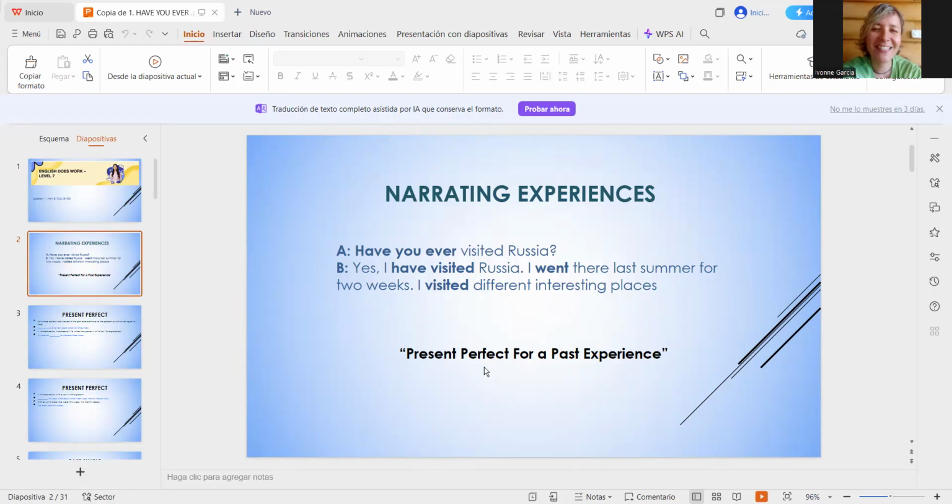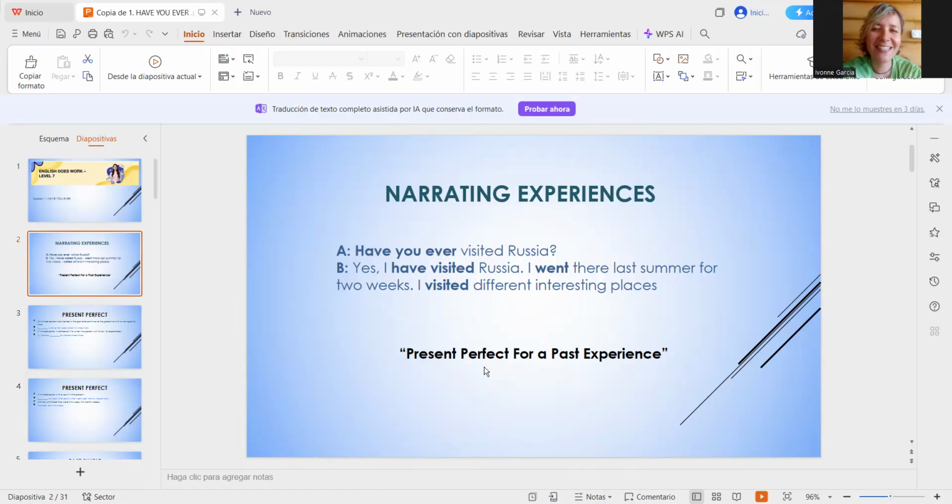So, we can use the present perfect to talk about experiences we have had in the past. We are going to look at the difference later on, but the difference between the present perfect and the past simple is that when we talk about specific actions in the past, we use the past simple. But if I want to narrate and relate the past to the present, I better use the present perfect. So here we have some examples.